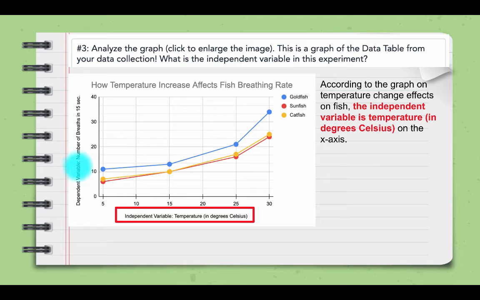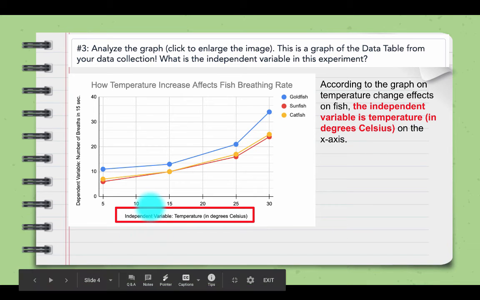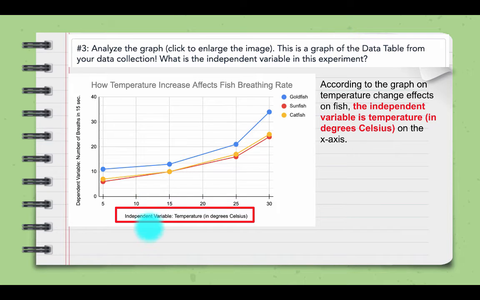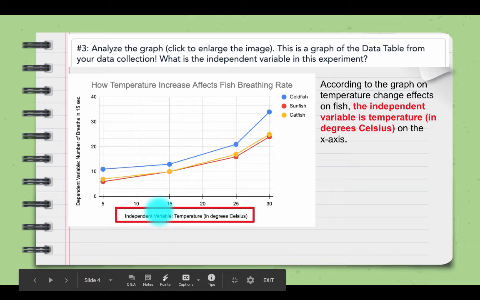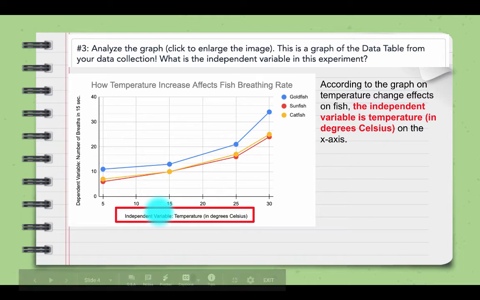The dependent variable is dependent on the changes we make in the independent variable. According to the graph on temperature change effects on fish, the independent variable is simply temperature in degrees Celsius on the x-axis. In science, we're just changing stuff, and we have to label the things that we're changing. So if we're changing something, that variable is called the independent variable, and the other thing that we're measuring is called the dependent variable. Otherwise, we would get confused if we were trying to communicate it otherwise.